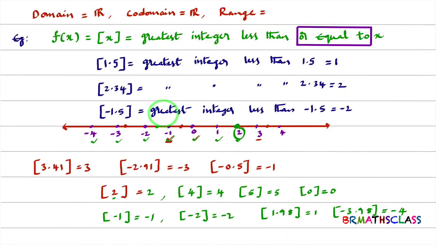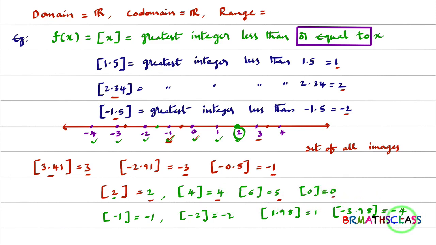Set of all images is called range. You observe here, what is image of 1.5? Image of 1.5 is 1. What is image of 2.34? Image of 2.34 is 2 with respect to step function. Step minus 1.5 is minus 2. That means image of minus 1.5 is minus 2. Image of 3.41 is 3. You observe all these answers.